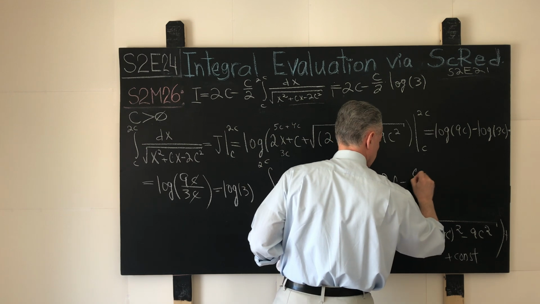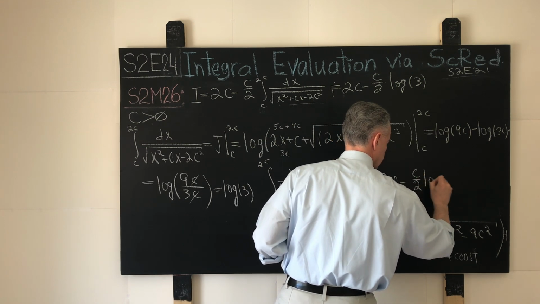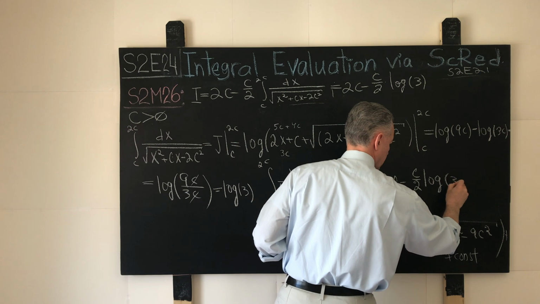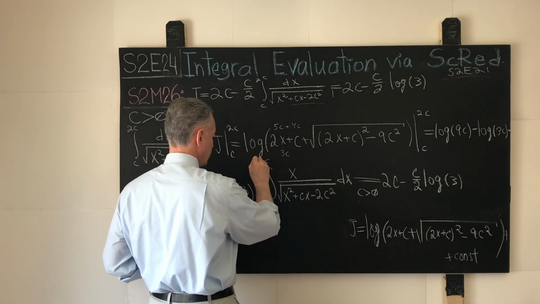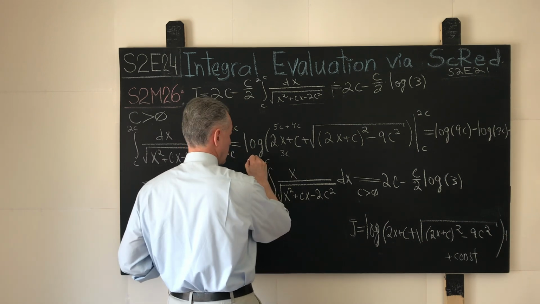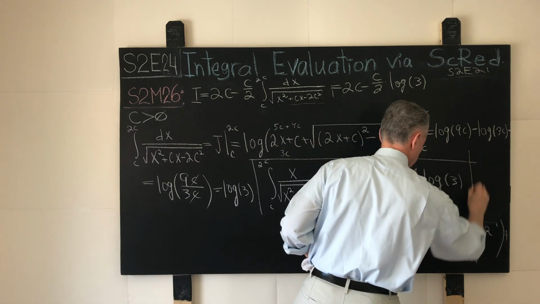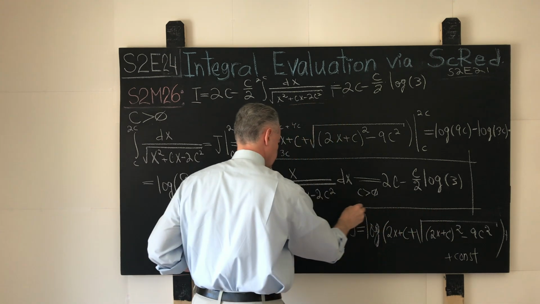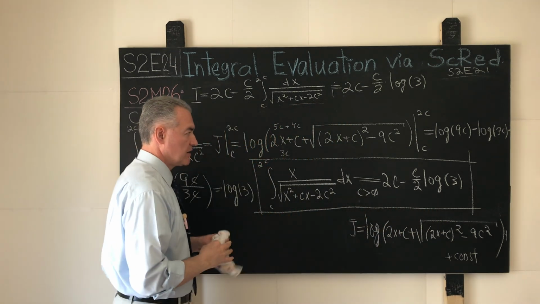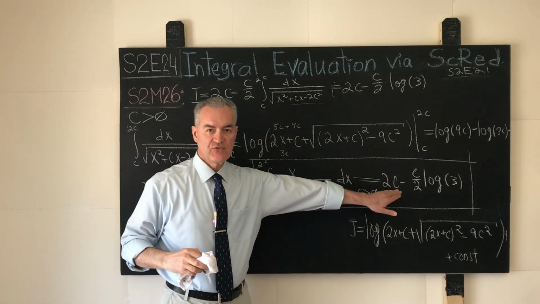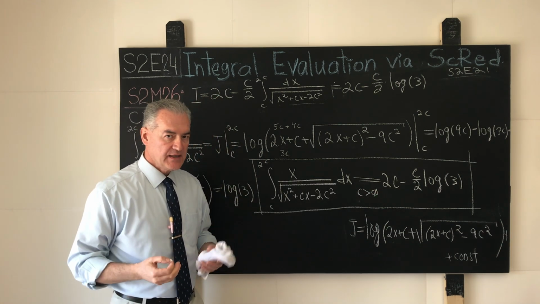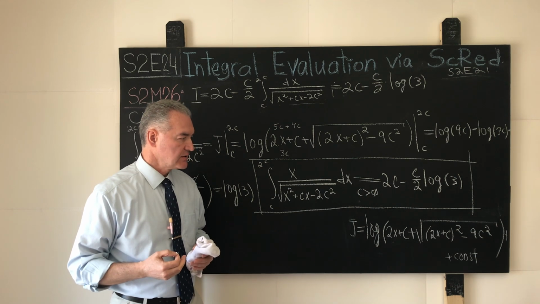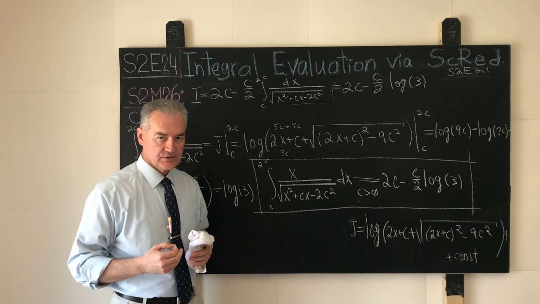2c minus c over 2 times the logarithm of 3. And here, let me box it in for you guys. This is the answer. And in some sense, again, early on in mathematics, nobody really cares about the final answer that we see over here. But we care on this channel, we care a lot about how that answer was produced.